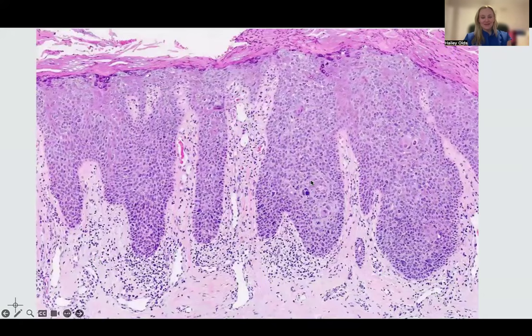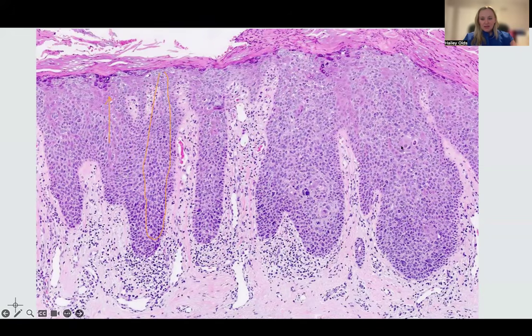Okay, next, this one's a little tricky. We're still in the tumor category. So, similar to the last one, all of the keratinocytes in the epidermis look abnormal. Normally, you see the keratinocytes flattening out as they move up the epidermis, but here you don't. And sometimes people say, if you were to flip the slide upside down, the keratinocytes on the top and the bottom look the same.